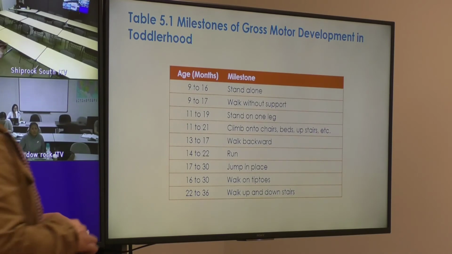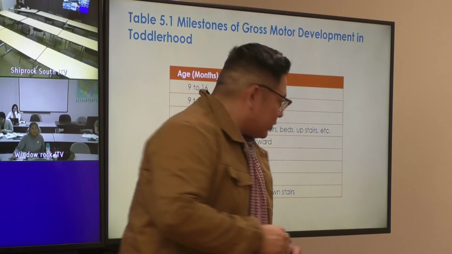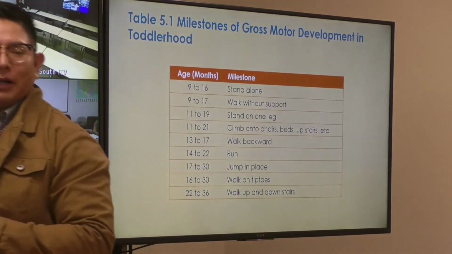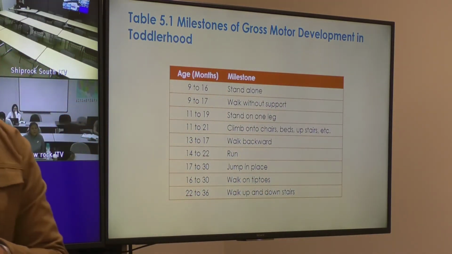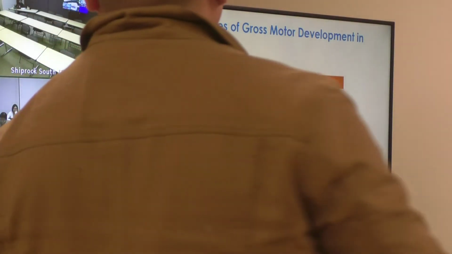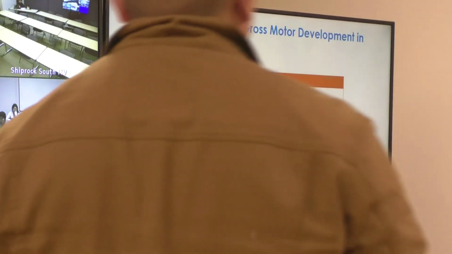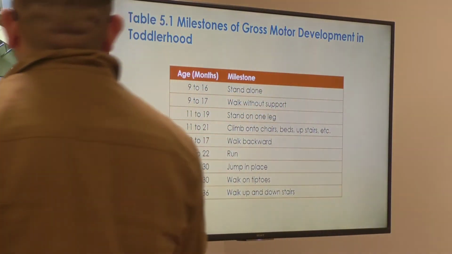22 to 36, walk up and down stairs. So if they're not at 22 to 36 months, don't try to say, hey, you need to walk down these stairs. Do not do that. That'd be really horrible. Don't say, hey, walk backward. The child's like trying to do the moonwalk. You don't want to do that either.